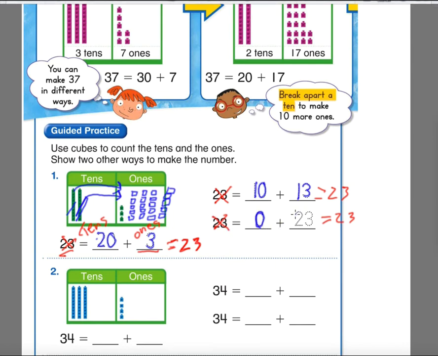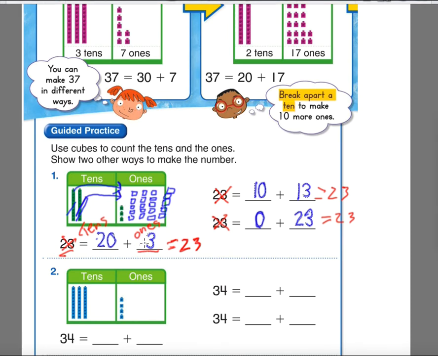All right, see how this first side kept going down by tens? It went from 20 to 10 to 0. And then this other side kept getting bigger. It went from 3 to 13 to 23.